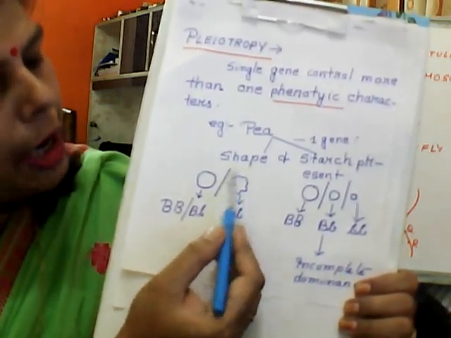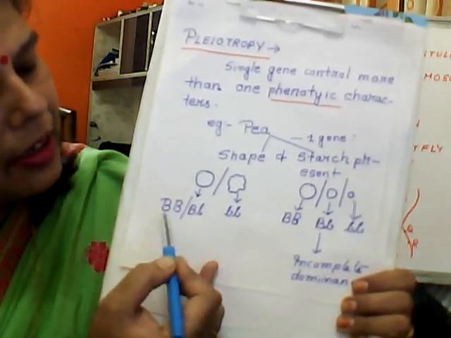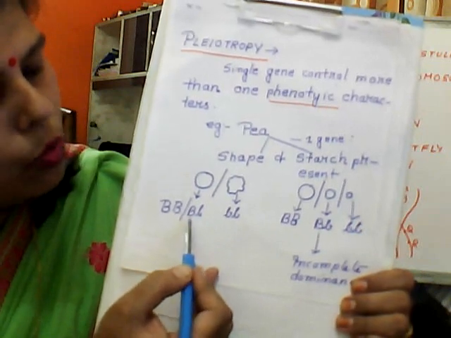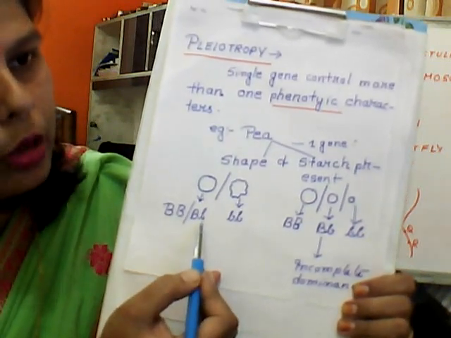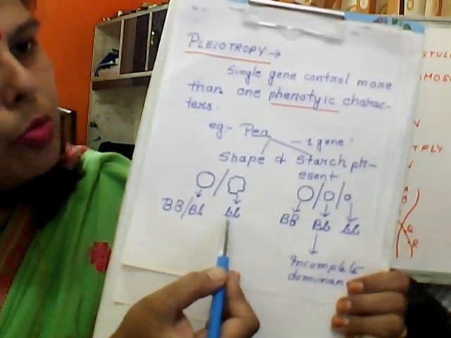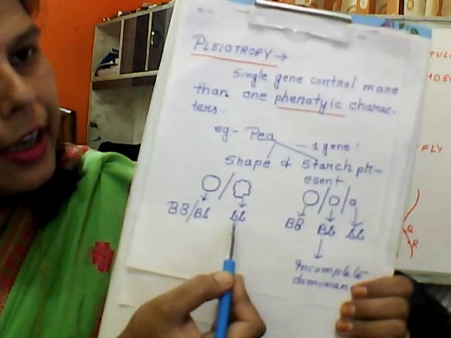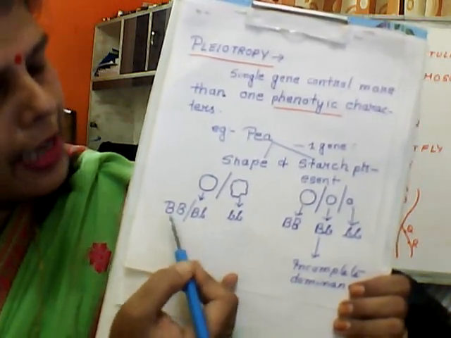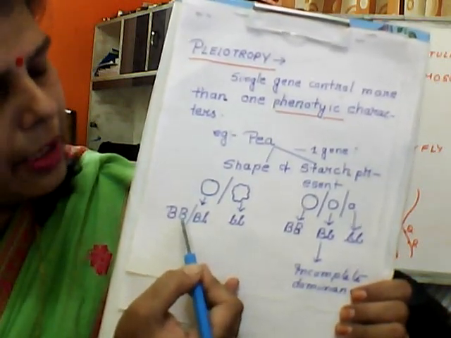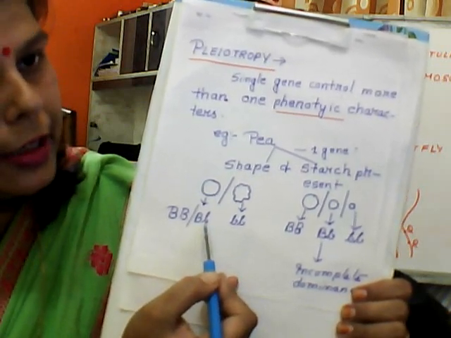Now for the shape, if it is round shape, it is denoted by either both capital B or one capital B, one small b. If it is wrinkled shape, it is denoted by small b, small b. That means it is the recessive character, homozygous. And this one is also capital BB, homozygous, but capital B, small b is heterozygous.